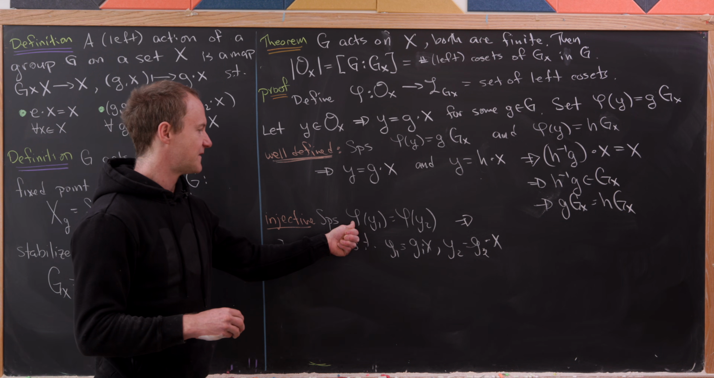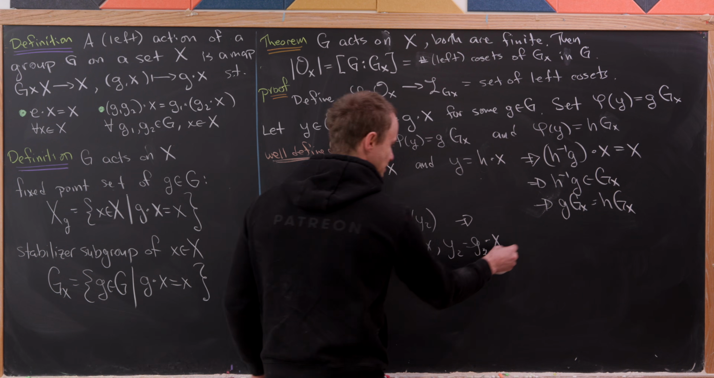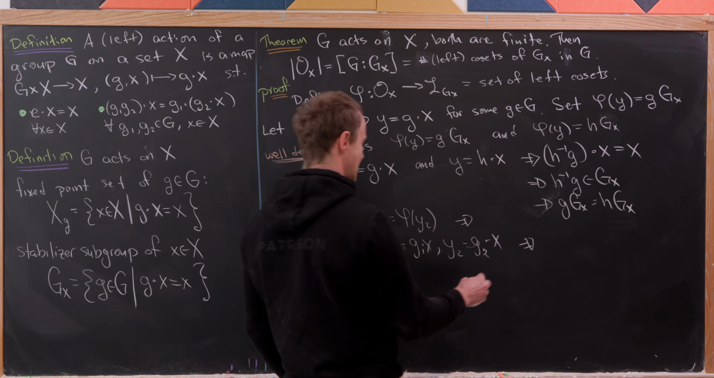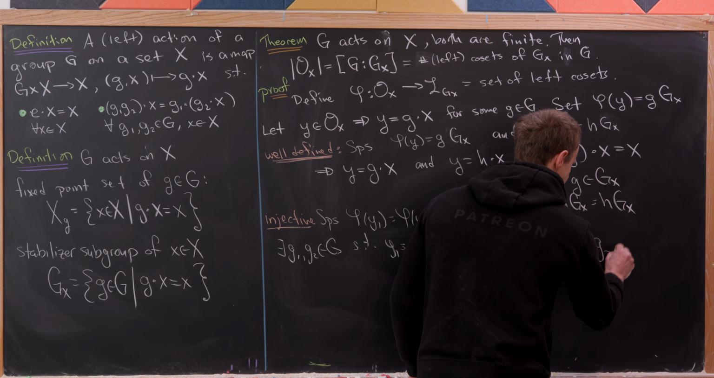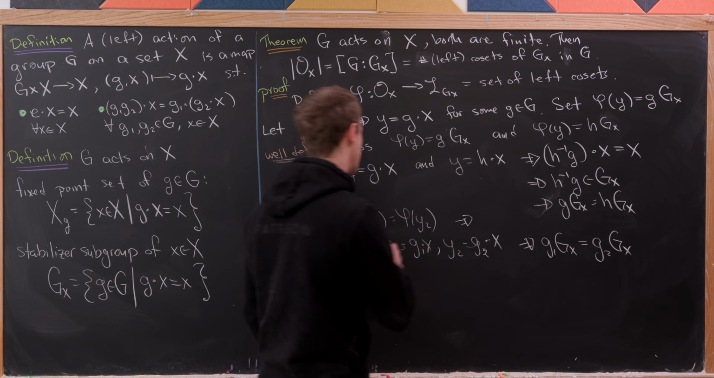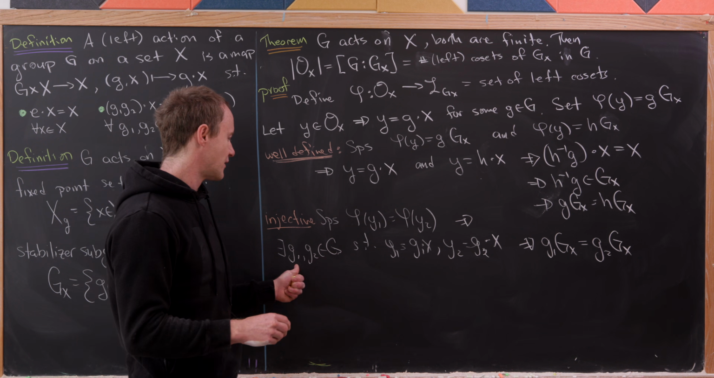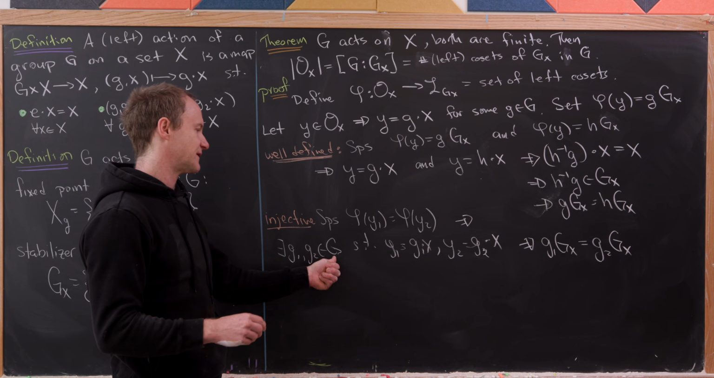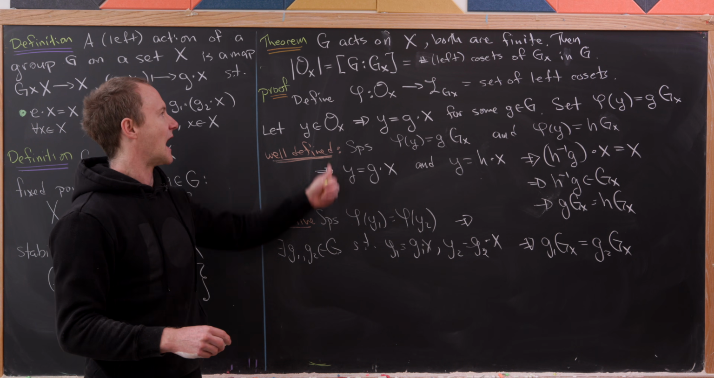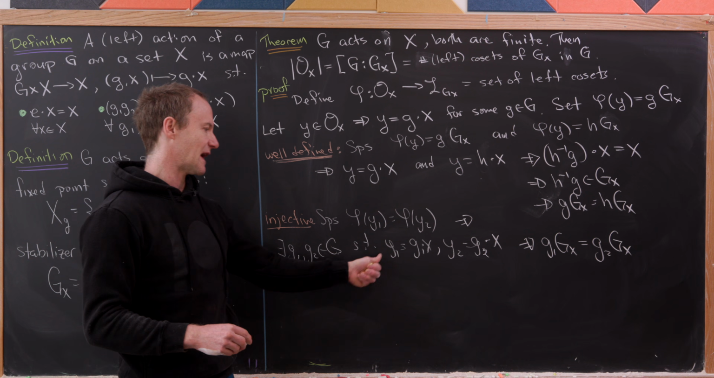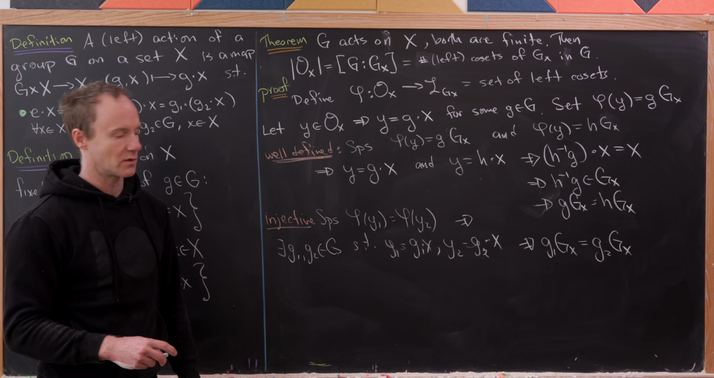But then if phi of y1 is equal to phi of y2, then what does that mean? That means that g1 G_x is equal to g2 G_x, because those are the outputs of those functions. And I guess I should say, how do we know that we're able to choose elements of the group here for making these equations? Well, that's because our domain is the orbit of x, and that's what it means for y1 and y2 to be inside of the orbit.